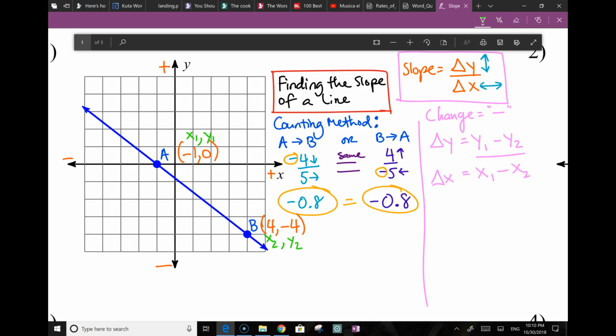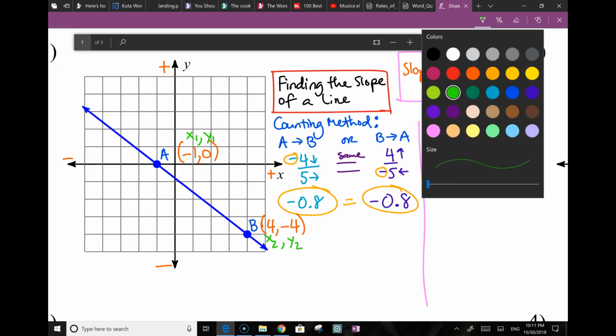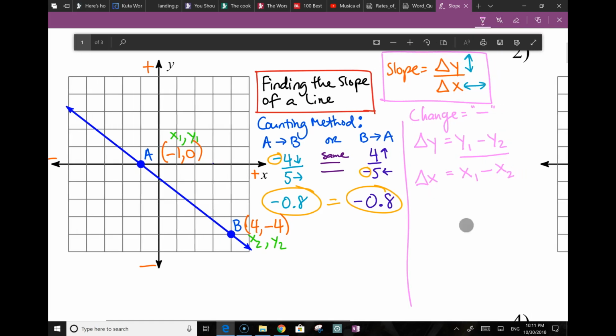So let's go ahead and return to the formula, and plug in our values. So what we have is this. We have slope is equal to, this is going to be 0 minus my second y value, which is -4. So it's going to be my 0 changed into a -4, okay? Or 0 minus -4, however you want to think about that. 0 changed into a -4 when I went from point A to point B.